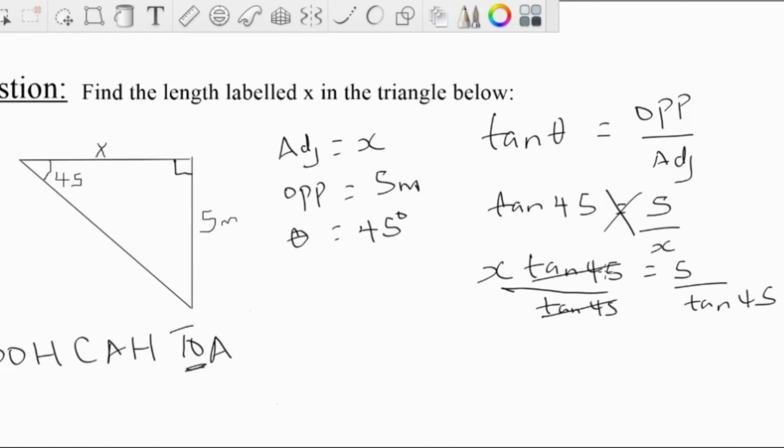This cancels this. So we're left with x equal to 5 over tan 45. What is tan 45? Use your calculator. Tan 45 will give us 1. So therefore our x, or our unknown side, is 5 over 1 gives us 5. So that's 5 meters. So the unknown side is 5 meters.